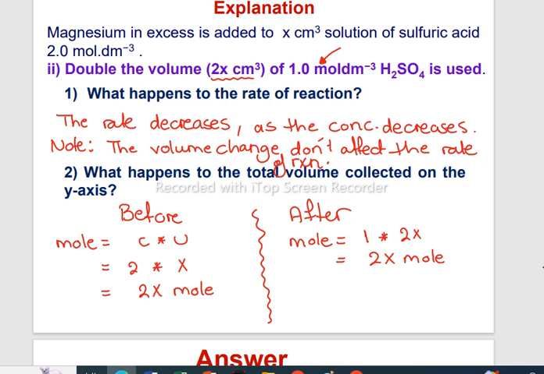What can you conclude if you compare the mole number before and after? You're going to find that both of them are exactly the same. So no change in mole. This definitely means no change in the total volume collected or in the ending part of the curve.